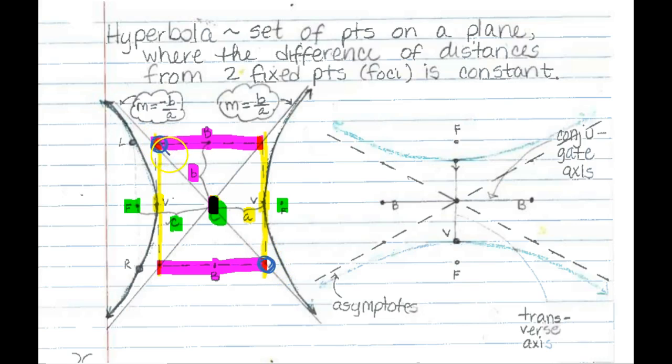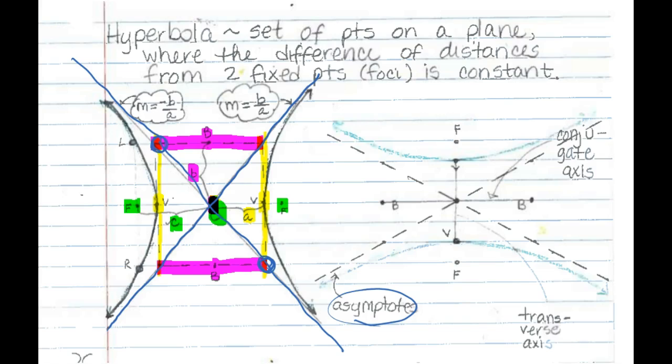If we draw a diagonal from one corner to the other corner, going through our center and extending outward from our box, what we're creating are asymptotes. Notice we create them by going out of the box to one corner, through the center, through the outer corner, and outside, extending further out. These are asymptotes.